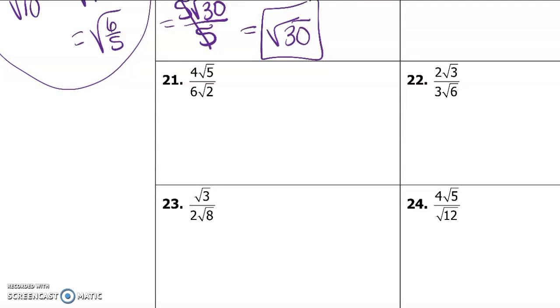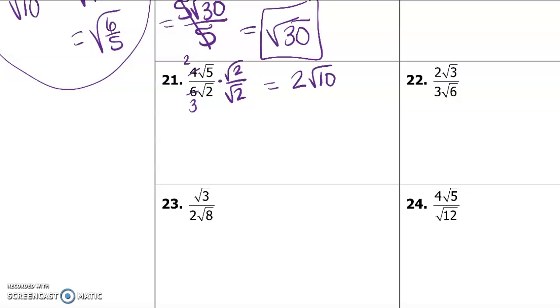For 21, you can simplify the 4 and the 6 right away. So I'm going to make this 4 a 2 and this 6 a 3. And then I need to get rid of the square root of 2. So I have square root of 2 and square root of 2. So I have 2 square root of 10 on the top and 3 square root of 4 on the bottom.